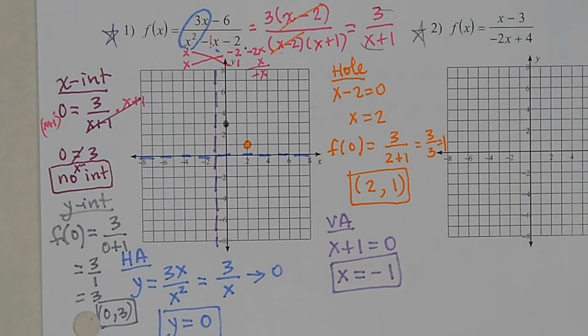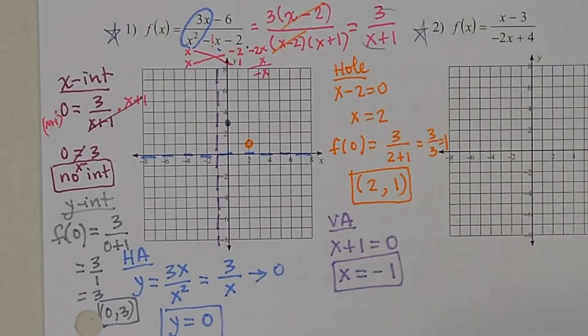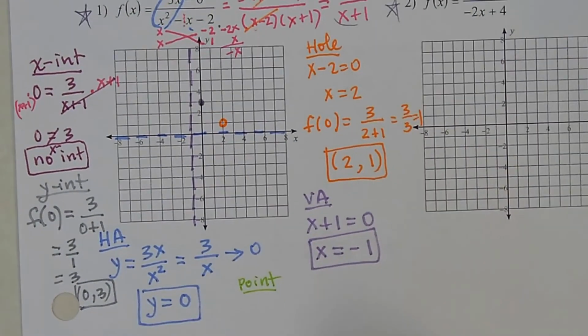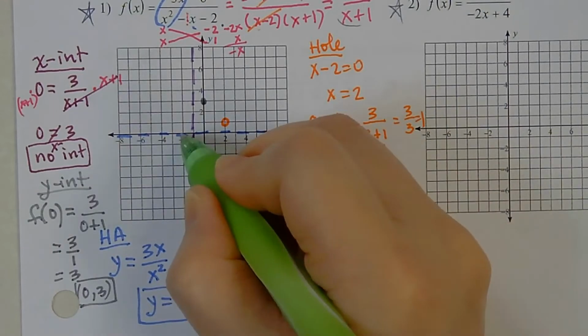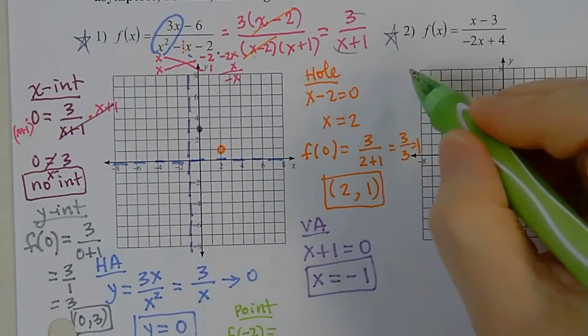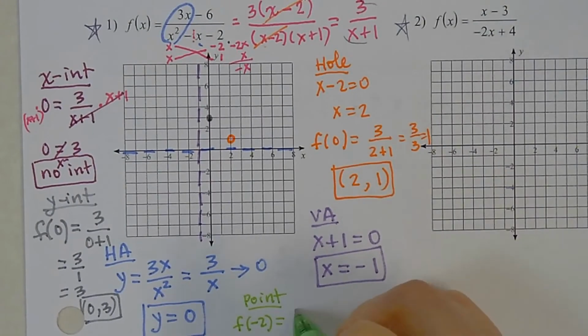Let's see here. Am I running out of colors here? Let's see if you can see blue, green. All right, so here's my random point here on the left-hand side. I'm gonna pick -2. So I'm gonna just evaluate f of -2 for the function. I'm gonna use the simplified version. So that's just going to be 3 over -2 plus 1.